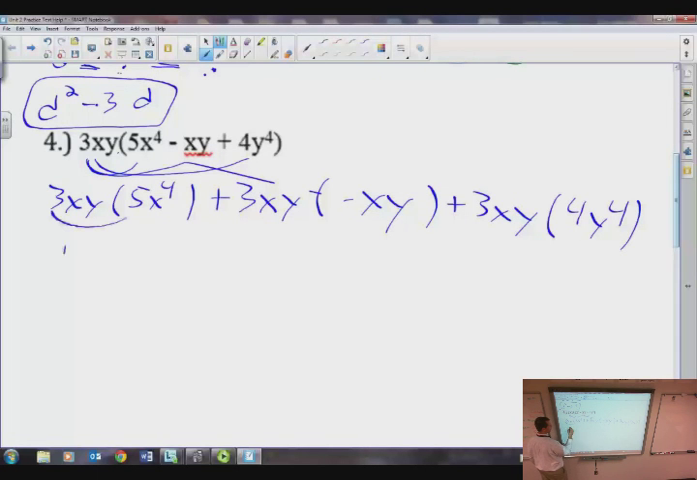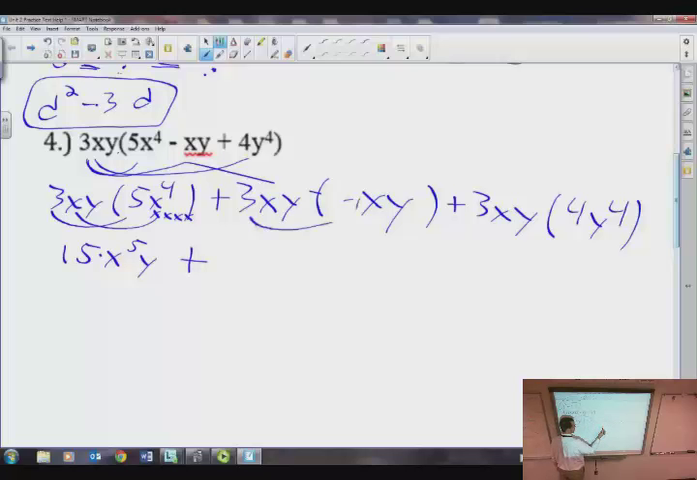3 times 5 is 15. X times x to the 4th: there's one x there, there's 4 of them there, so that's 15x to the 5th, because there's one x there and 1, 2, 3, 4 x's there, so a total of 5 x's. And then we have the y. So 15x to the 5th y, plus 3 times negative 1.